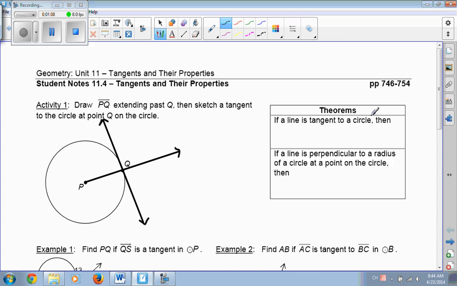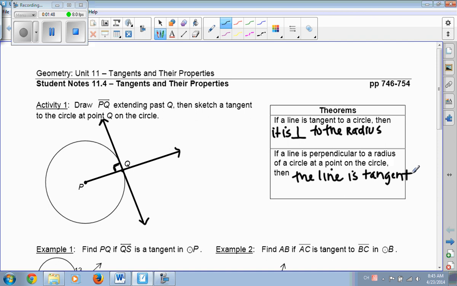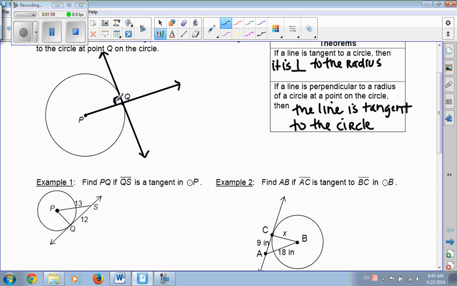If a line is tangent to the circle, then it is perpendicular, so there's that symbol for perpendicular, to the radius. So that's what we have right here. This tangent line is perpendicular to the radius. And if a line is perpendicular to the radius of a circle at a point on the circle, then the line is tangent to the circle. So basically what we have here is that if you have a radius and a tangent line and they meet at one point, then they are perpendicular, they make a right angle.